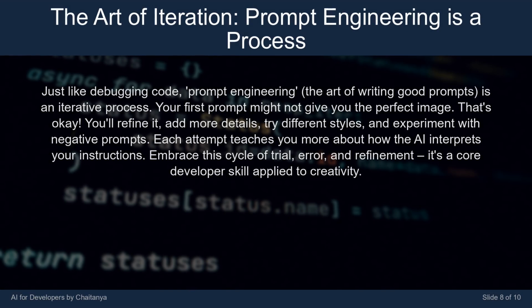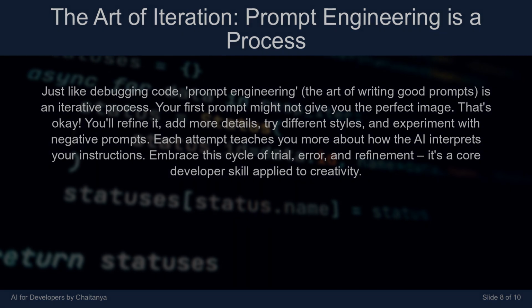Just like debugging code, prompt engineering, the art of writing good prompts, is an iterative process. Your first prompt might not give you the perfect image. That's okay. You'll refine it, add more details, try different styles, and experiment with negative prompts. Each attempt teaches you more about how the AI interprets your instructions. Embrace this cycle of trial, error, and refinement. It's a core developer skill applied to creativity.